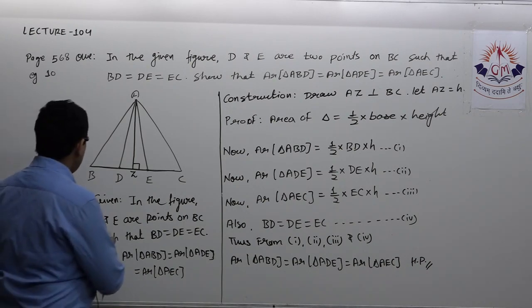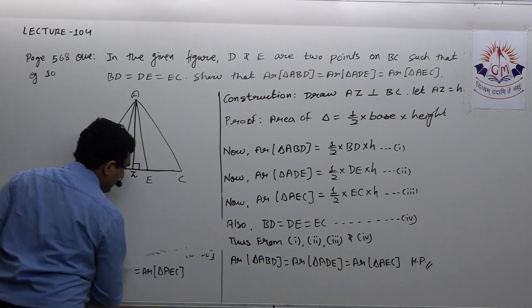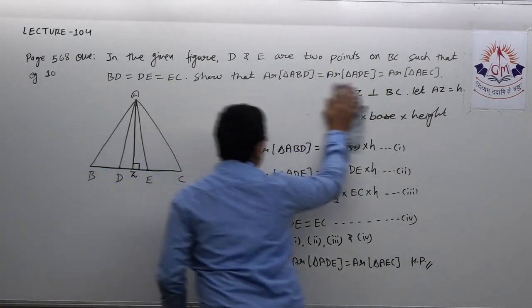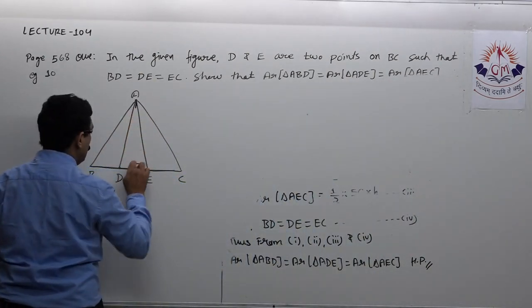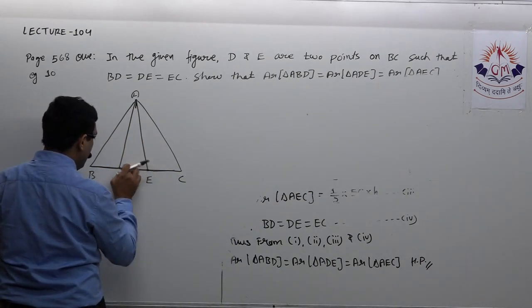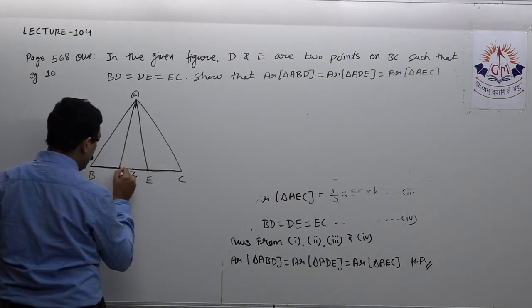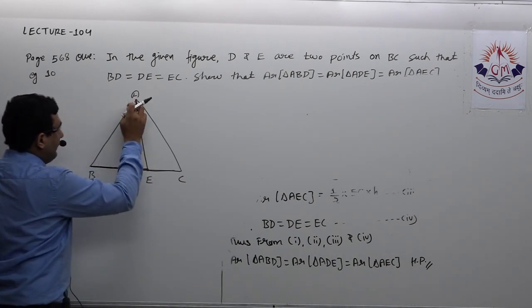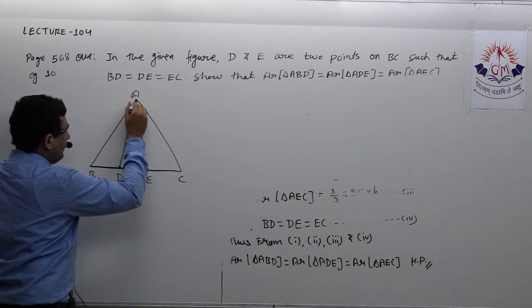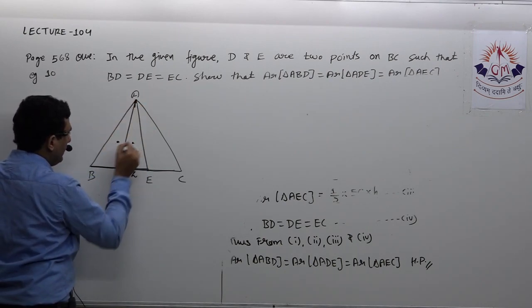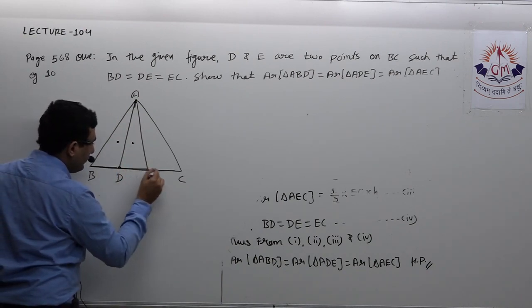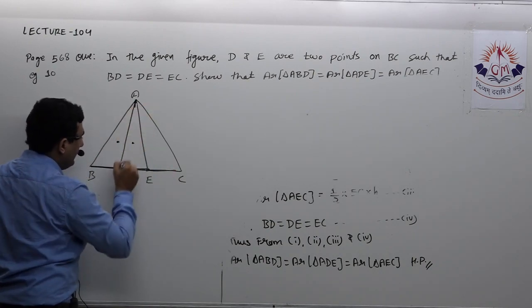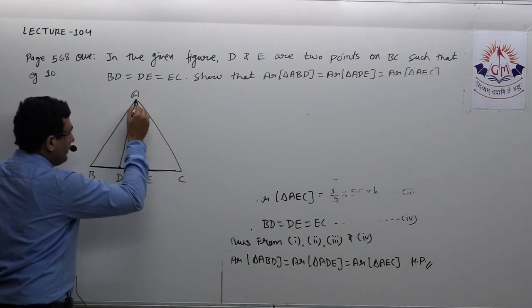Okay, so now the third method which is given in your book, in that they are using the concept of median. See, as BD is equal to DE, that means I can say D is the midpoint of BE, and we know that a median divides a triangle into two triangles of equal area. So this area will be equal to this area. Simple. Now again it is given DE equal to EC. That means E is the midpoint of DC, so this is again a median.